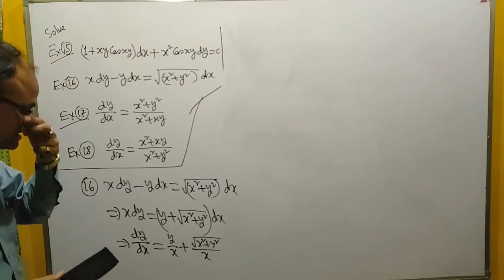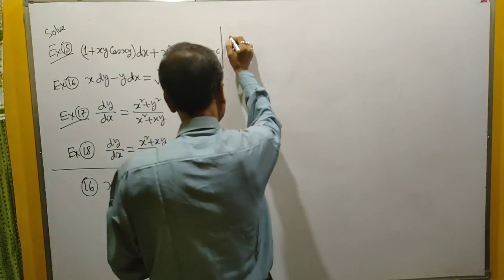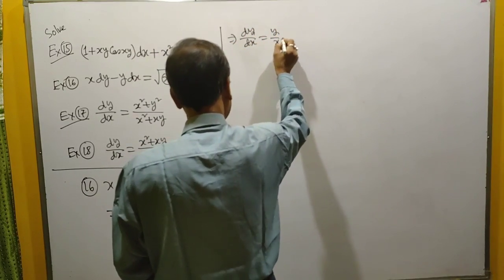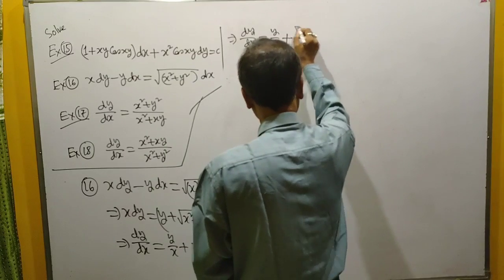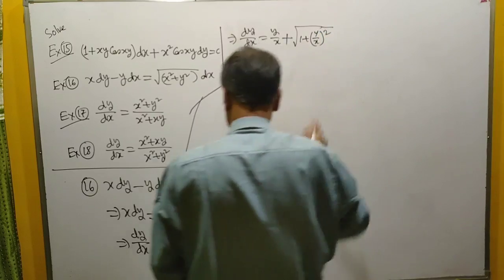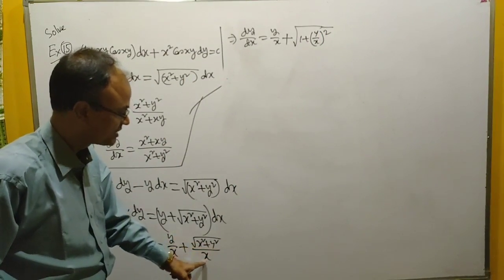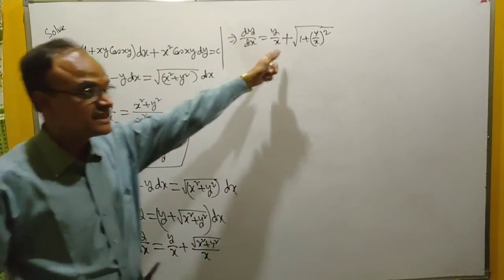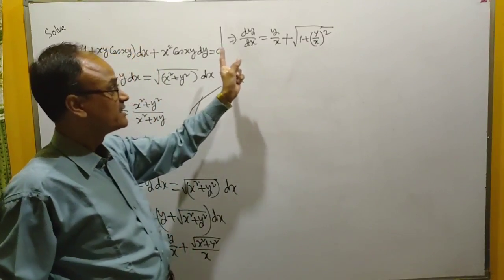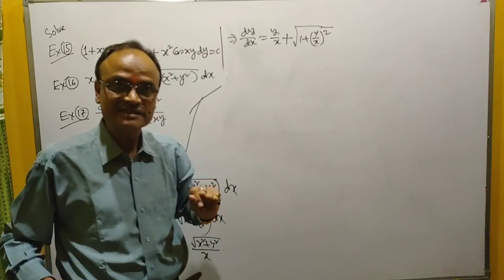dy by dx equal to y by x plus root of 1 plus y by x whole square. You may write it this way: root of x square plus y square divided by x square. It is of the form f of y by x. dy by dx is a function of y by x, therefore it is homogeneous.